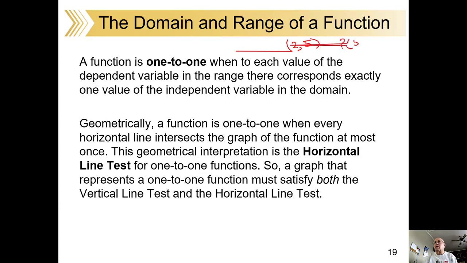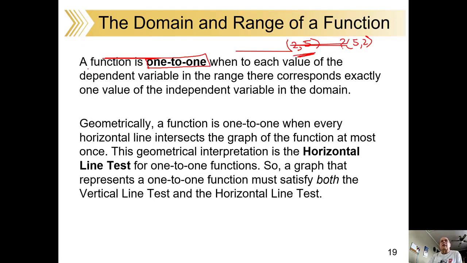What about 5,2? If I took all of the ordered pairs in that function and flipped every one of them left for the right, would I still have a function? Usually not. If I do, it's called a one-to-one function.